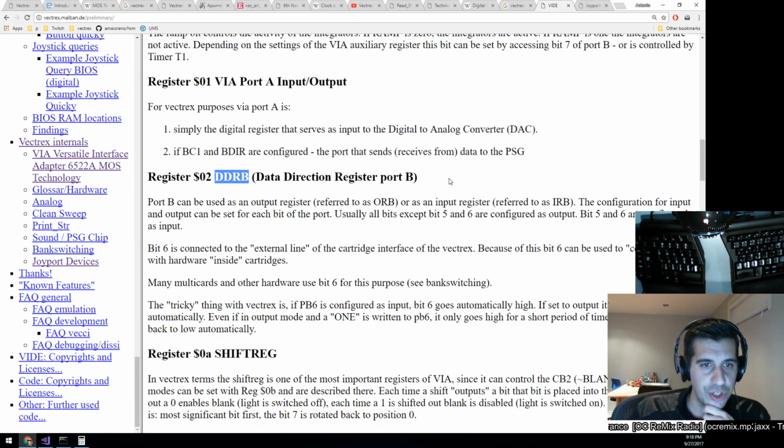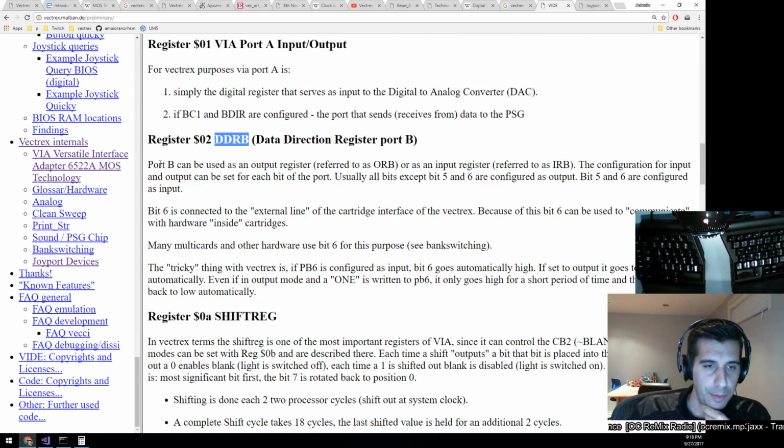Data direction register for port B. So port B can be used as an output register or as an input register. So ORB, output register B; IRB is input register B. The configuration for input and output can be set for each bit of the port. Usually all bits except bit 5 and 6 are configured as output. Bit 5 and 6 are configured as input.